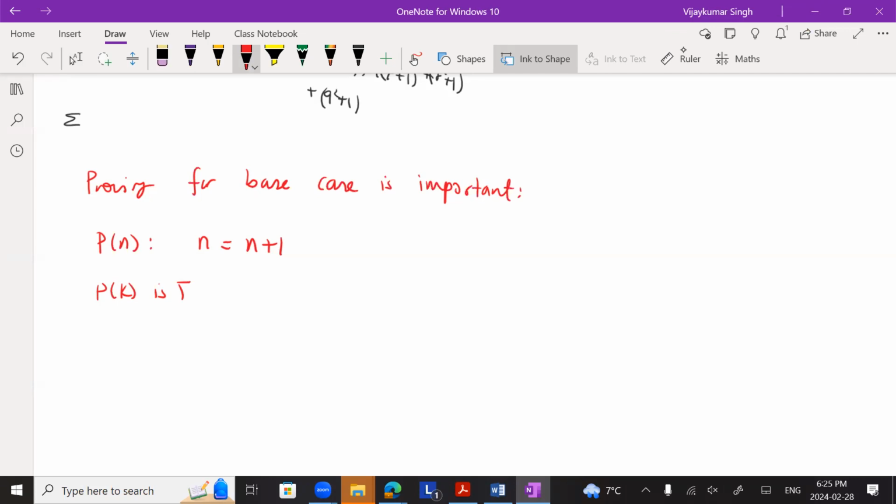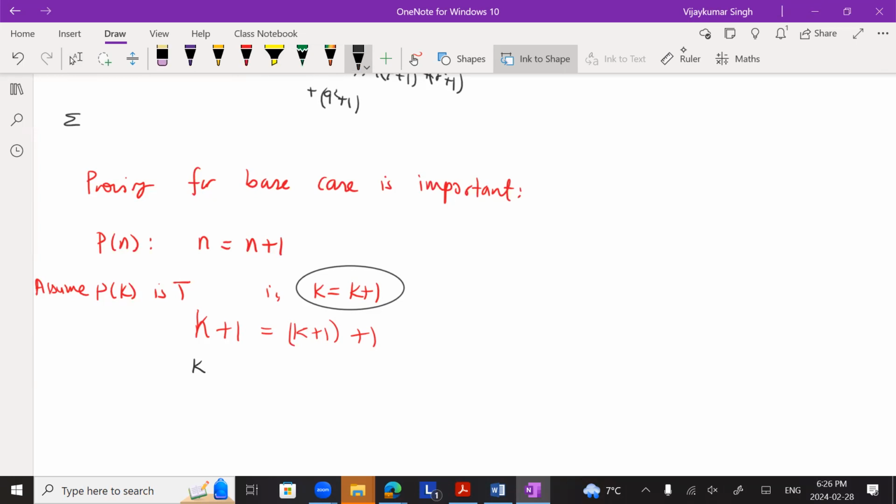But say, suppose pk is true, then we can easily prove that pk plus 1 is also true. Why? Add 1 on both sides. We get what? n plus 1. Assume pk is true. Then pk plus 1, we add 1 on both sides. We get what? So pk is true, it means that k equals k plus 1. Yeah. Then we get what? Add 1 on both sides. We get k plus 1 plus 1. Yeah. So I'm taking the previous equation and adding 1 on both sides.